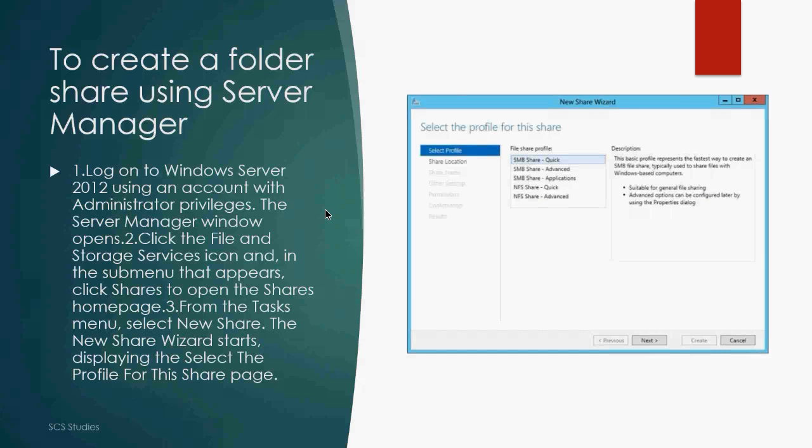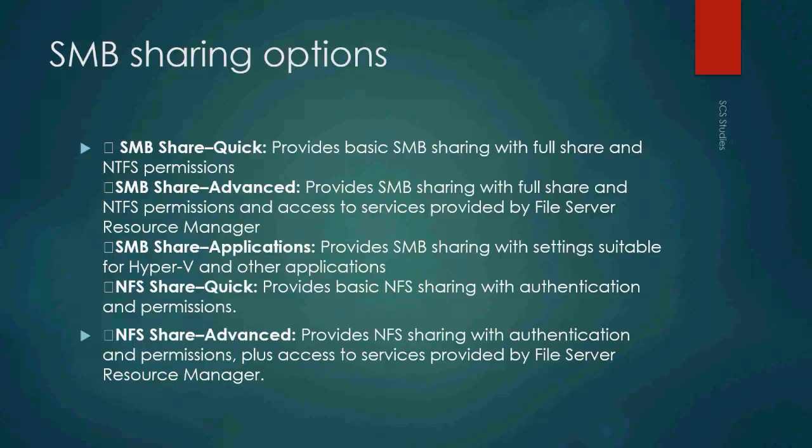SMB sharing options. This is very important. We have already understood that SMB shares are basically used for Windows machines. Whether your system is Windows XP, Windows 7, Windows 8, Windows 10, or anything else, the protocol used to access a share is known as SMB. So now we are going to learn about the types of SMB.